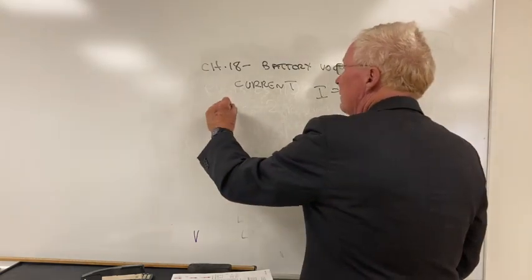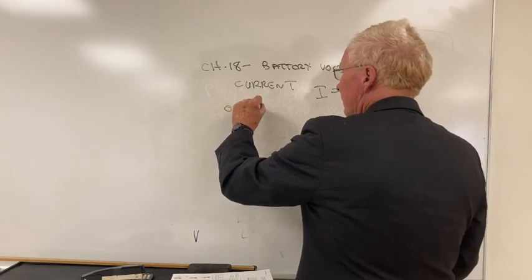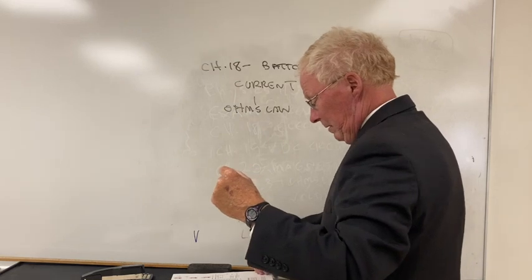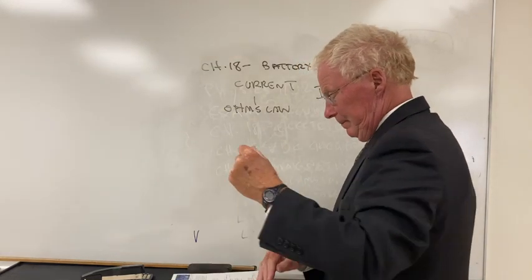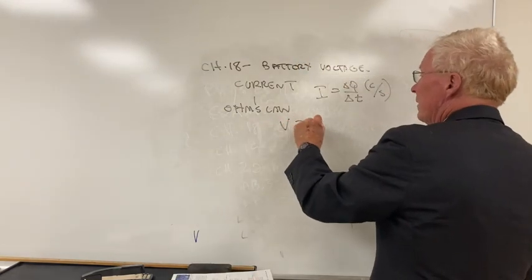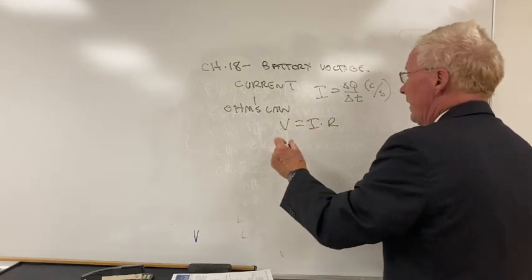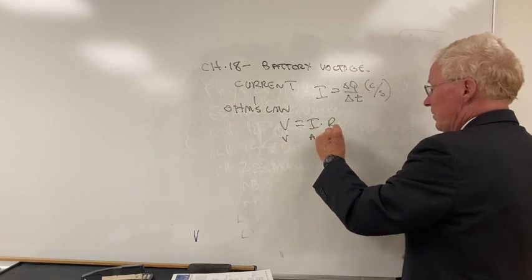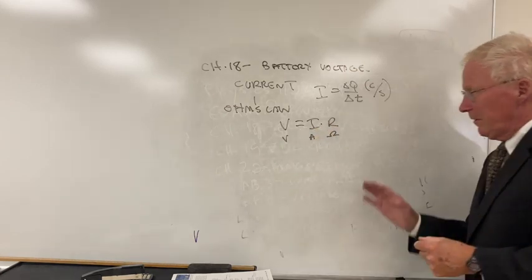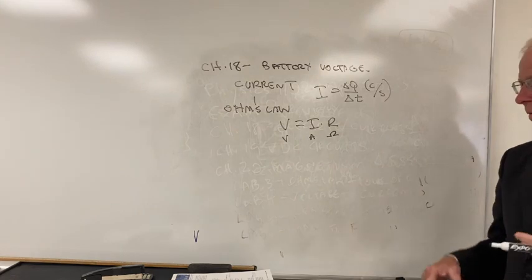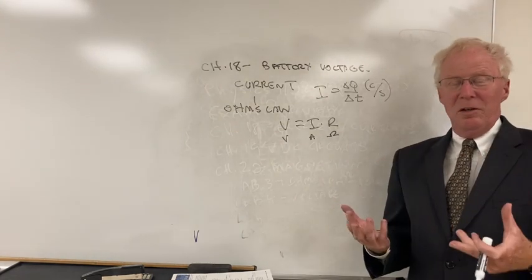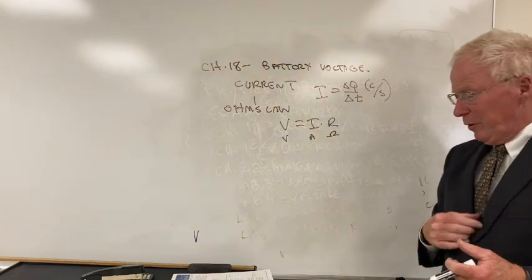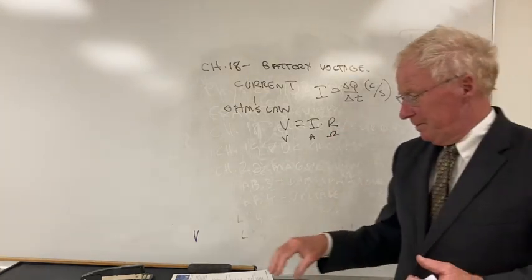We have Ohm's law, which is voltage is current times resistance. Again, this is in volts, this is in amps, and this is in ohms. All right, as far as that's concerned, so that's Ohm's law, which for a linear ordinary circuit, it's a linear relationship between these. All right.